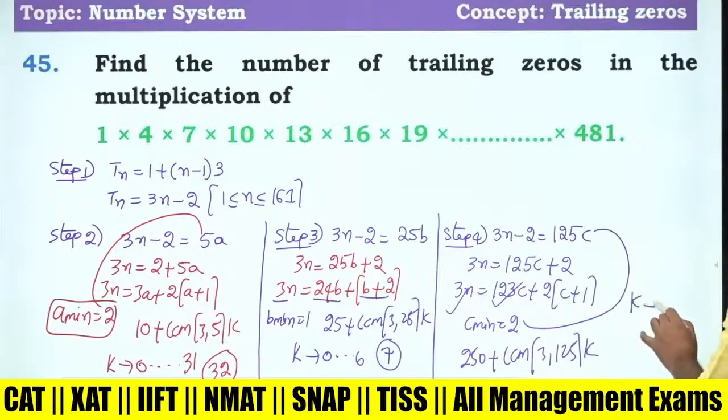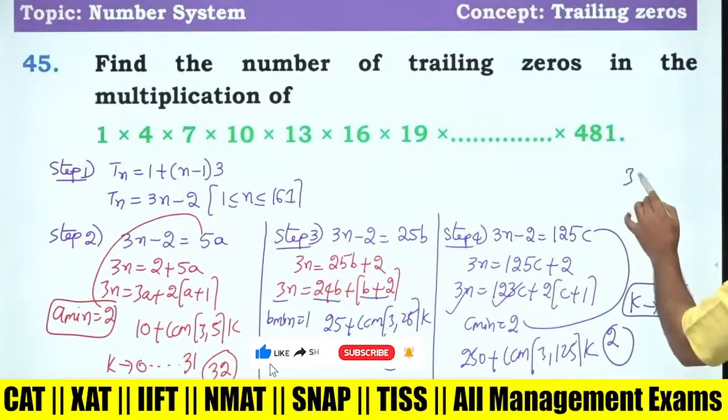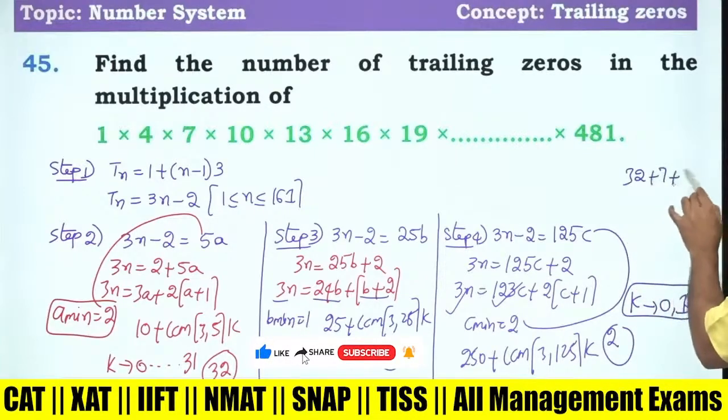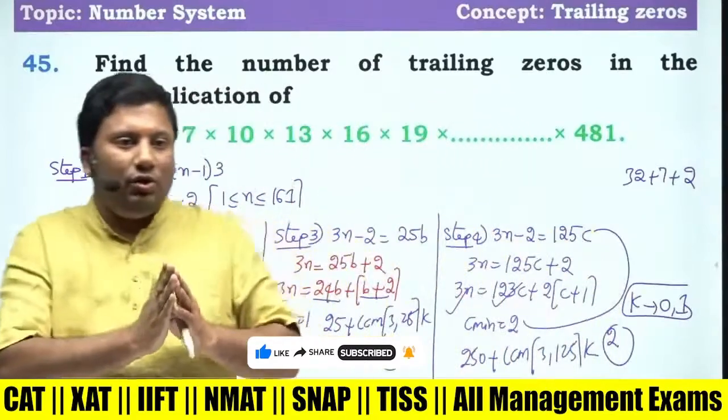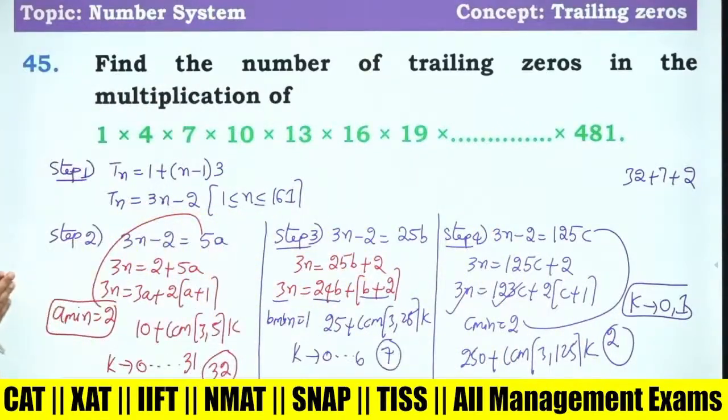So k value can be 0. K value can be 1. K value 2, 375, 2s are 750. 2 values. So 32 plus 7 plus 2. I hope this logic is crystal clear to you. Seems like a complex question, but actually it's a very easy question.